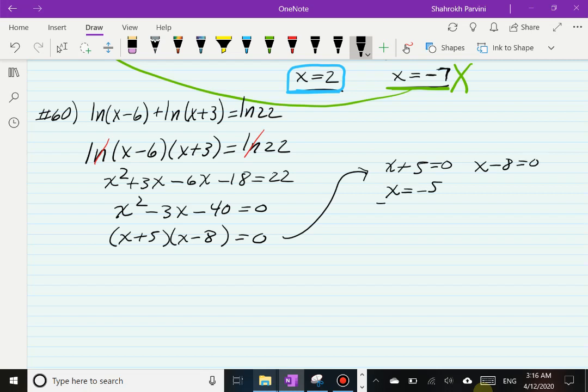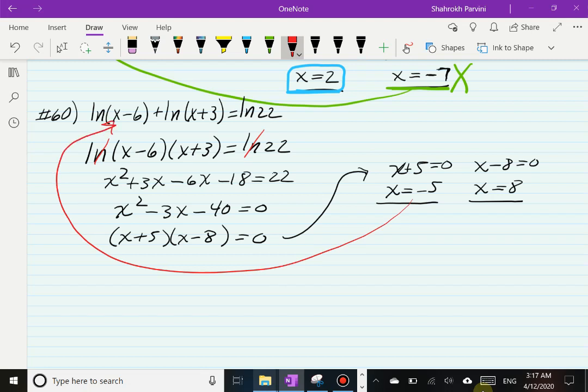So I get what I call potential solutions at this step. So I have two potential solutions here. One of them is x equals negative 5. The other one is x equals 8. Now let's check them and see if they work. And here's negative 5 goes in and it makes this expression negative 5 minus 6 negative 11. So we're going to cross this one out.